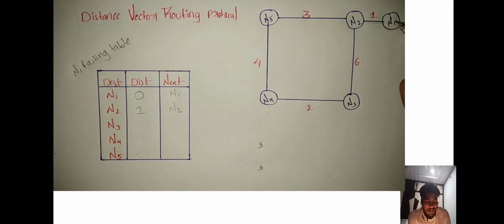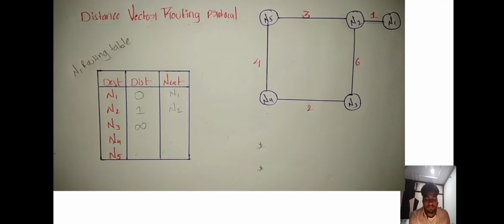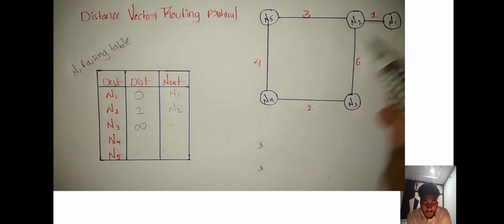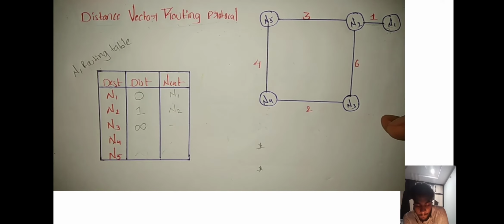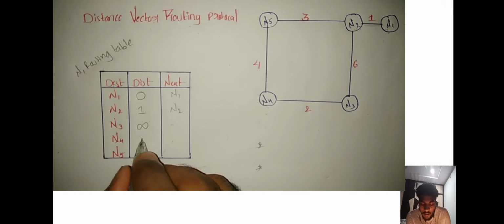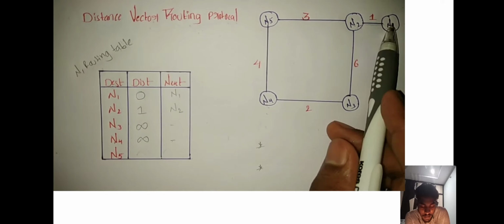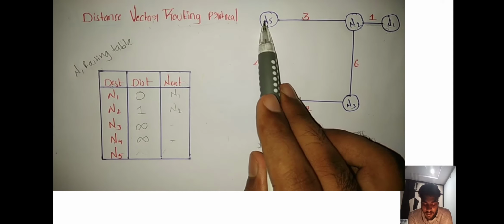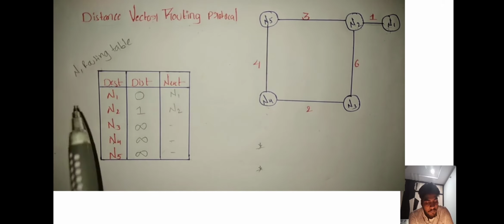Is there any direct link from N1 to N3? No. N3 is not a neighbor of N1, so N1 cannot know about N3. So its distance is infinity. And what's the next node? We don't know. Now we have to go from N1 to N4. Is there any direct link from N1 to N4? No. N4 is not a neighbor of N1, so it is infinity, and the next node is unknown. And N5? Is N5 a neighbor of N1? No. So it's also infinity, and the next node is unknown. This is the N1 routing table.